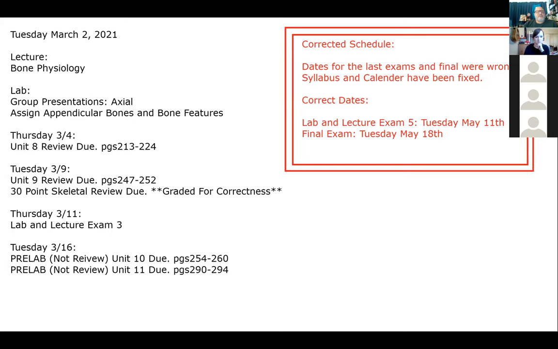Speaking of Thursday and Tuesday, we have some more assignments due. Unit 8 review is due Thursday the 4th. The Unit 9 review is due Tuesday the 9th. And also on Tuesday the 9th, your 30-point skeletal review is due. And remember, that is graded for correctness. It's going to be using all of your bones and bone features to put the skeleton together. So learning the bones and bone features is an important part of that.